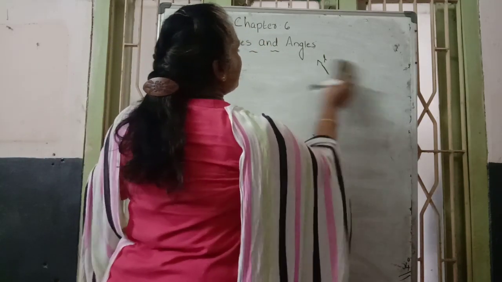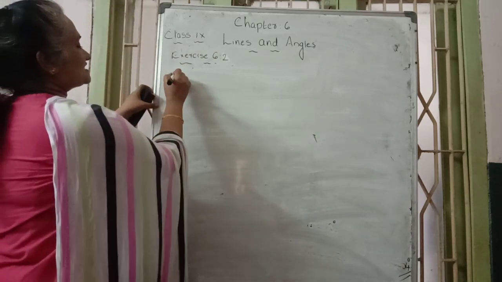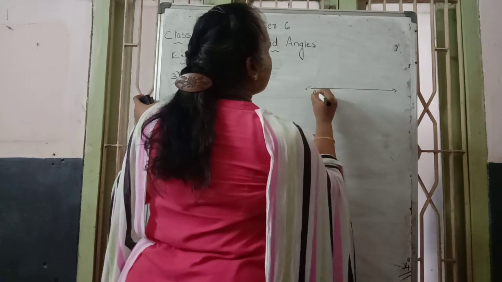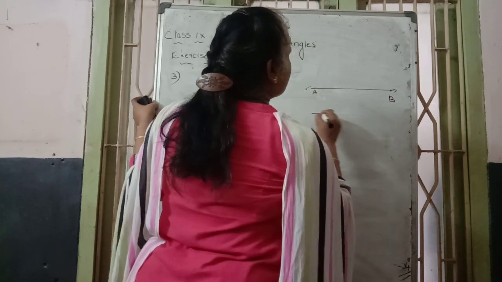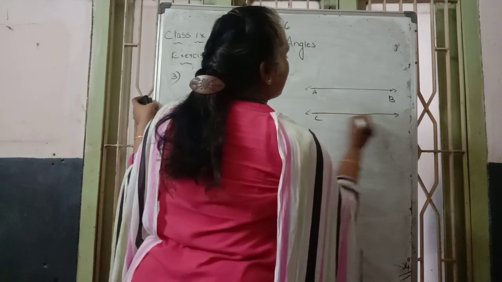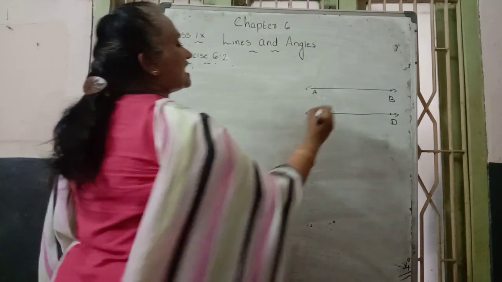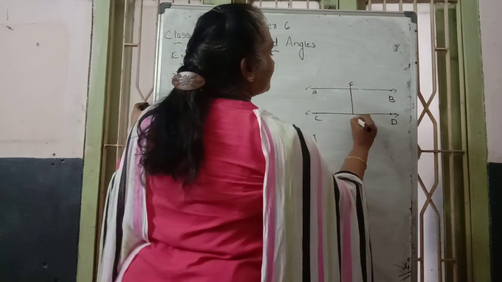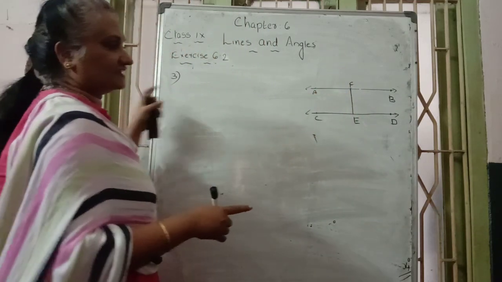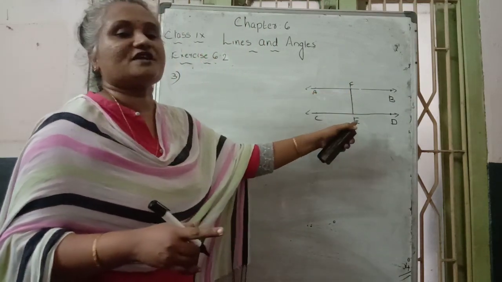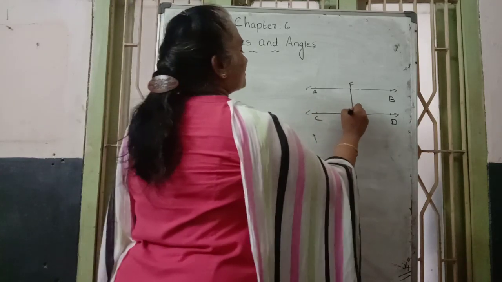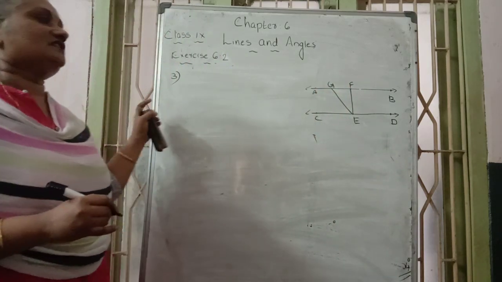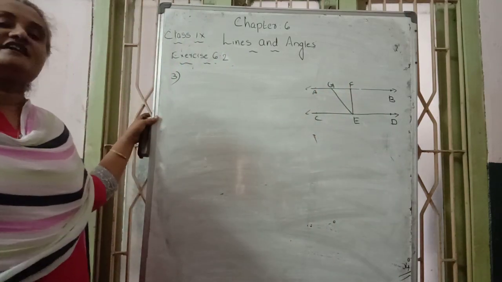The third one also has a diagram. In this diagram they gave us line AB, here A, here they marked B. Next, again here C and D, two lines are there, and FE is here, F and E. FE is perpendicular to CD line. From E to this side they are joining. In this way they gave the third question diagram.